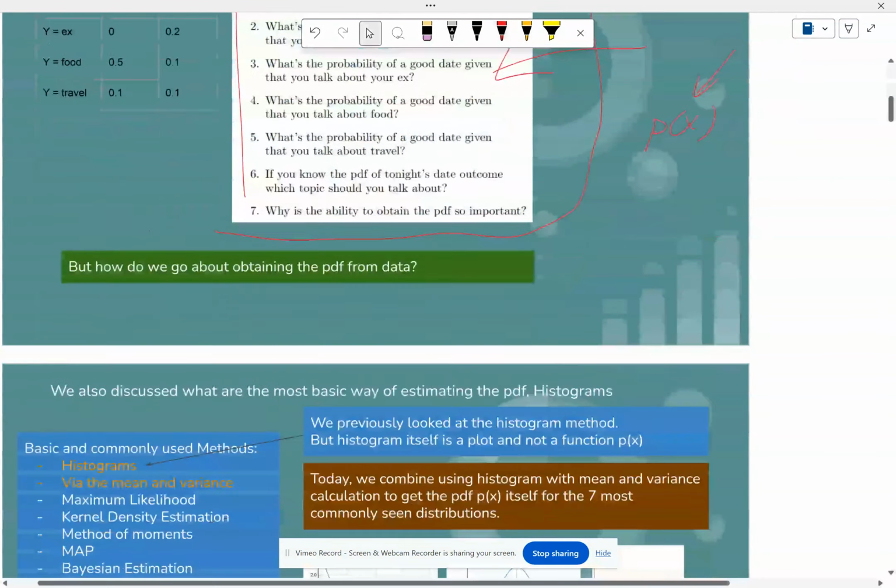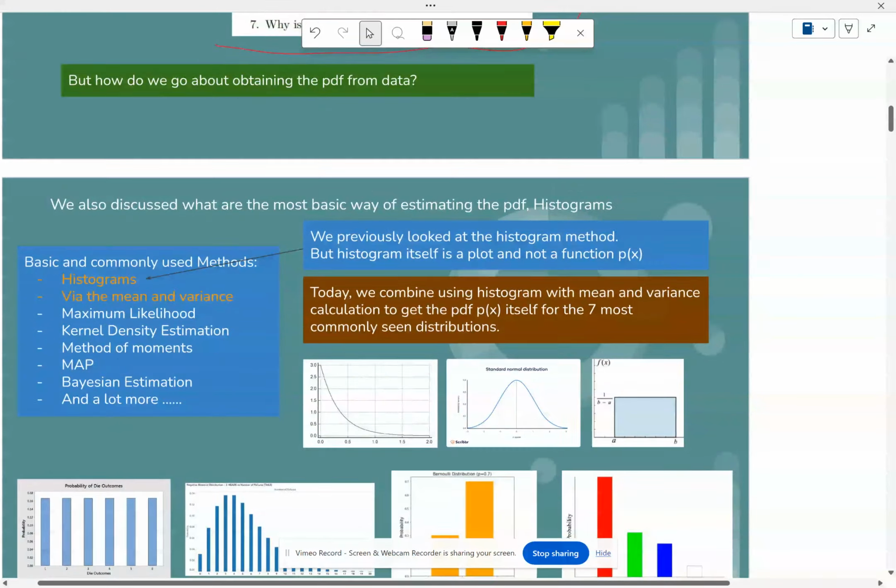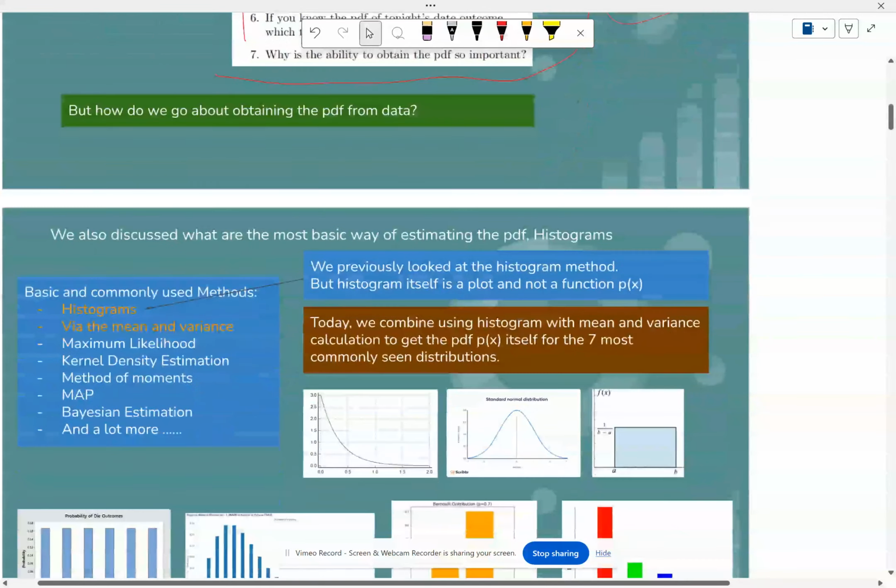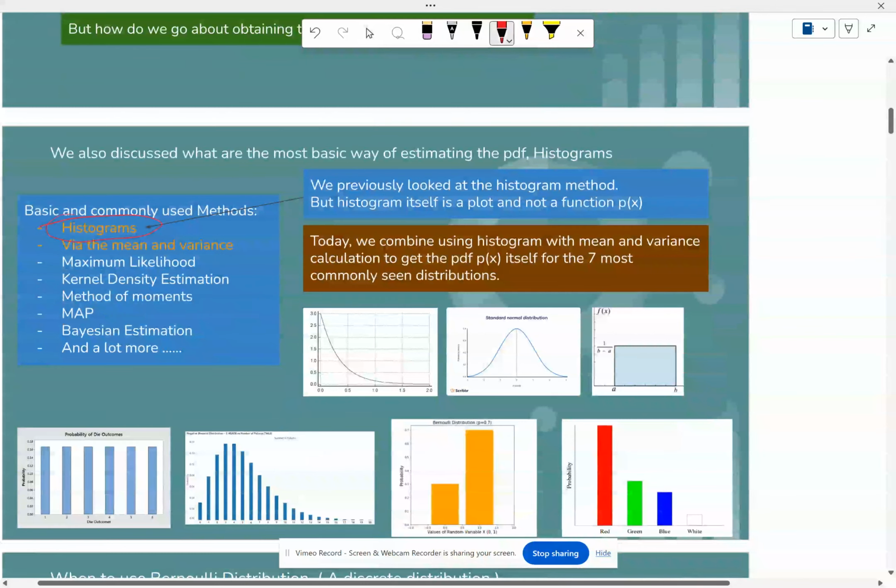In the last class, we looked at different ways to get this function, p of x. The easiest way is to just draw them out, which is called a histogram. The plot itself is useful, but it is still not a function. It's not a p of x such that we plug it in and we get a value out. So today we're going to learn how to get this mathematical function, via the mean and the variance strategy.